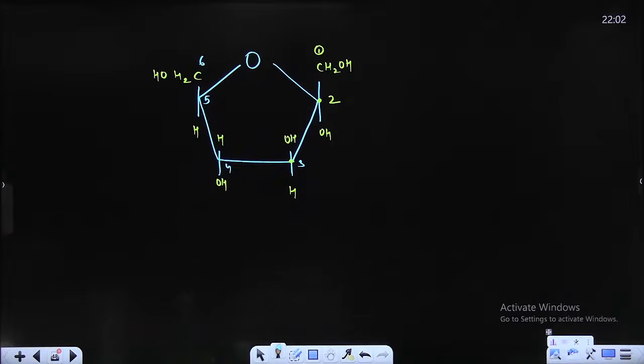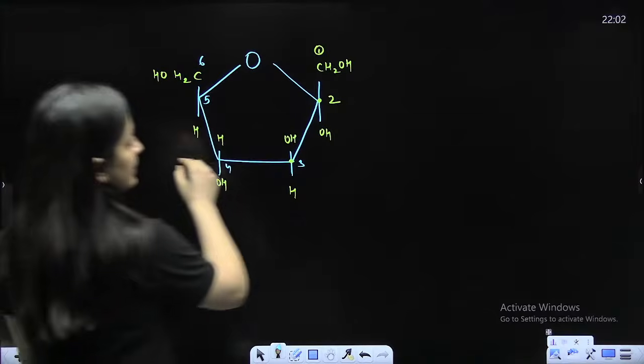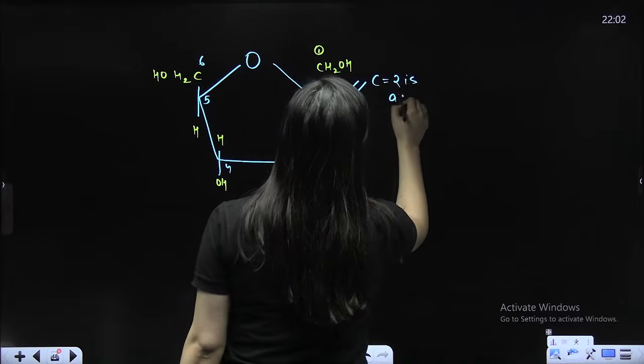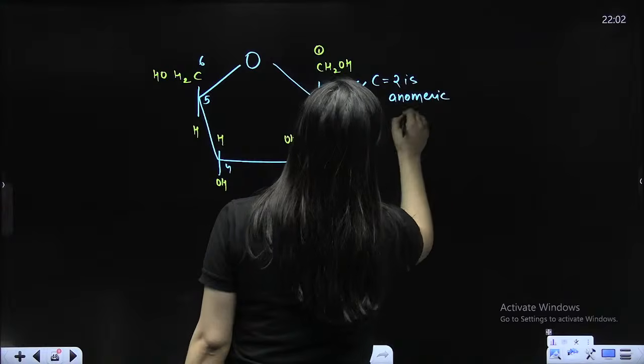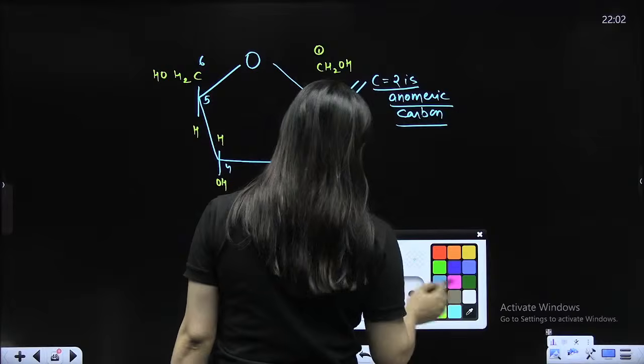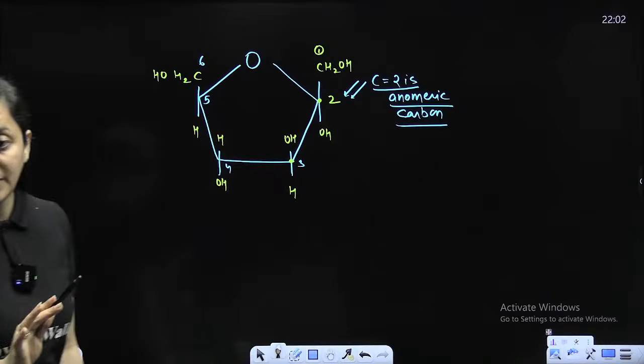So in aldose, the carbonyl group is C1, that will become anomeric. In ketose, beta, the carbonyl group is at C2, so C2 will become anomeric. So it is a ketose. So this C2 is the anomeric carbon. So anomeric carbon, you know what it represents. If somebody is still having any doubt, you people can ask me that.